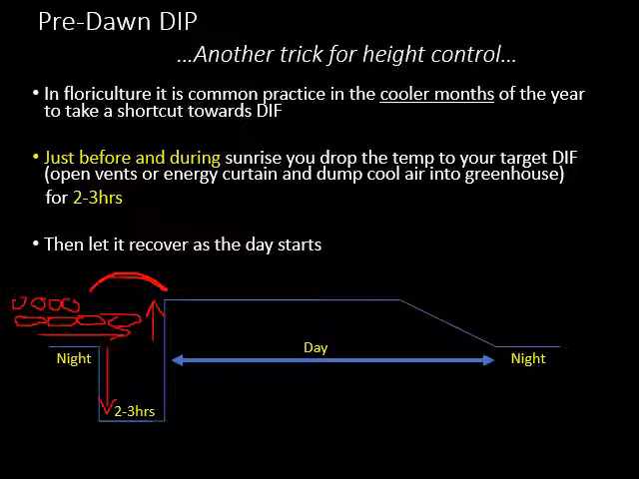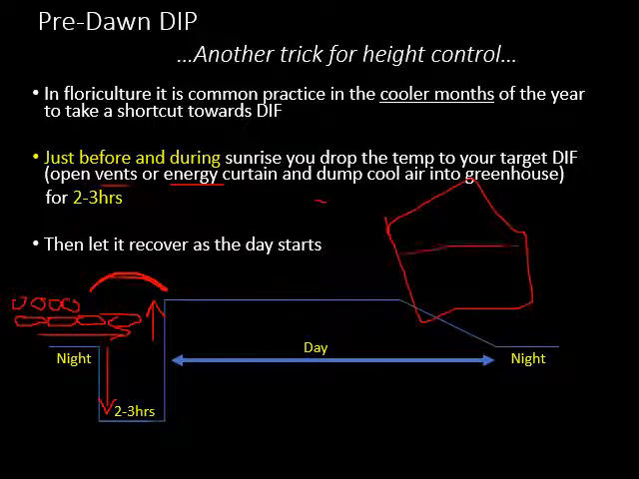And the nice thing about it is that it works great in seasons when there's cold air outside, right? Because all you do is open your vents or open your curtain and cold air dumps from the top. If this is your greenhouse and you've got your curtain, cold air is trapped up here. And then when you open the curtain or the vents, this cold air pours down onto your crop and shocks them with cold temperature. And you get this pre-dawn dip.